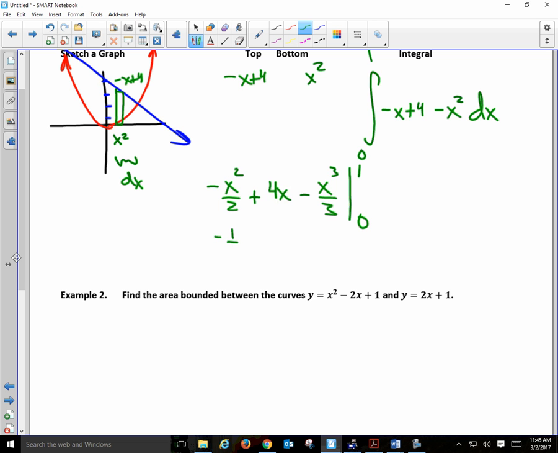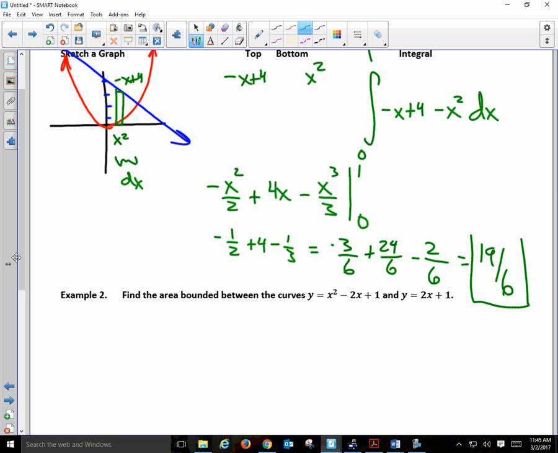We get negative 1/2 plus 4 minus a third. Common denominator would be 6. So negative 3/6 plus 24/6 minus 2/6. That will bring me to 19 over 6 is my final answer. Some of the problems for this test you'll be asked to do by hand. Others you'll be allowed to use a calculator.